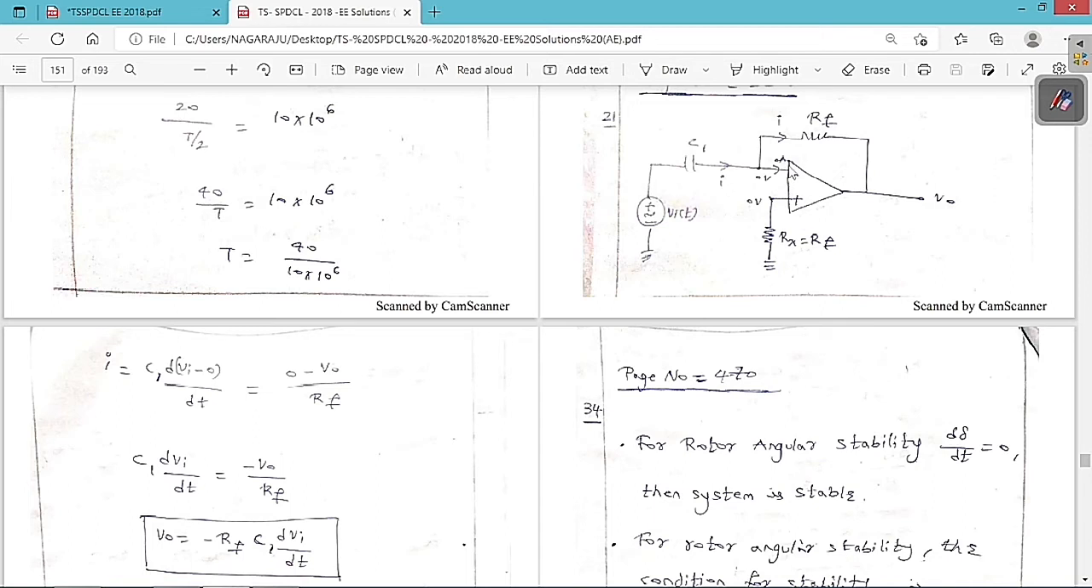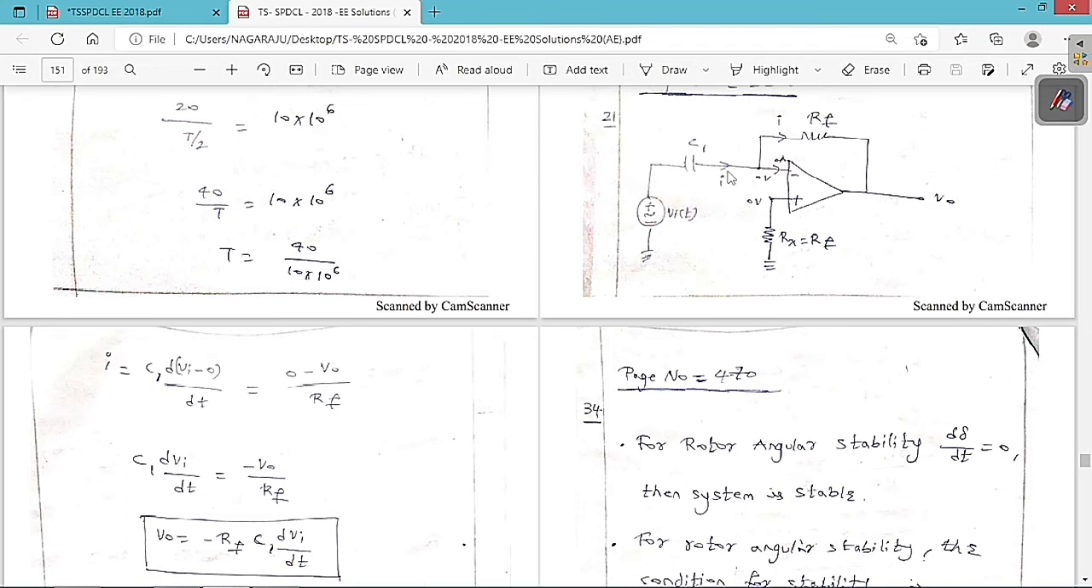So the input current is always equal to 0 here. Since the input current is equal to 0, the voltage drop is 0 volt. With the help of the virtual short, this terminal is also at the same voltage. So therefore, the current here is I.